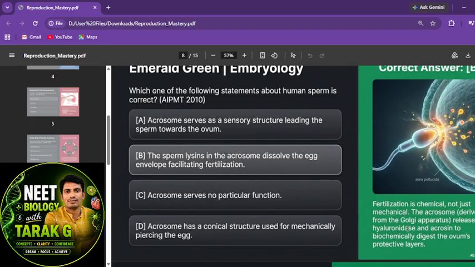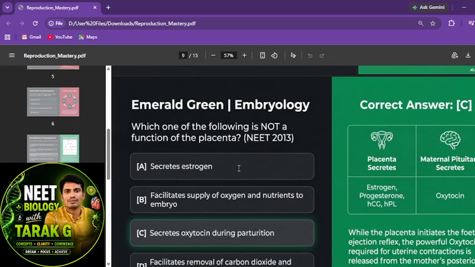The acrosome is a very, very important structure. How is it formed? It is a derivative of the Golgi apparatus. It releases the hyaluronidase enzyme and acrosin to biochemically digest the egg's protective layer, making a small hole, and the sperm enters. Right? The answer is B. We'll move on to the next one.